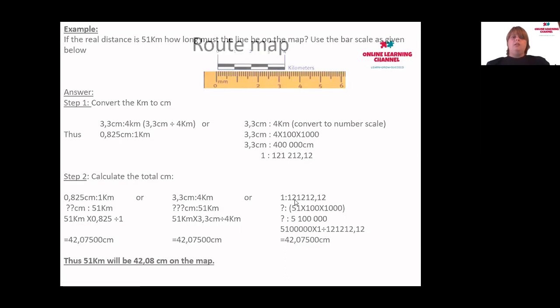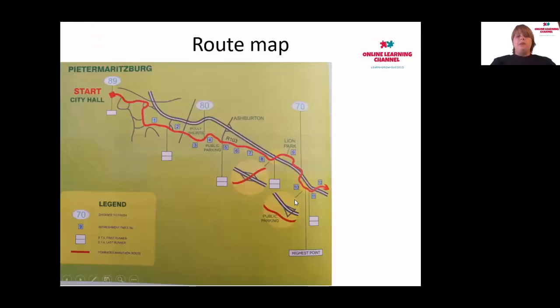The next map that you should get is a route map. A route map basically tells you in a small area where you're going to be. So in this case, it was a marathon route they were taking from Pietermaritzburg. How do I see where they start? There's the start, and there's your legend to say exactly what each and every symbol means.